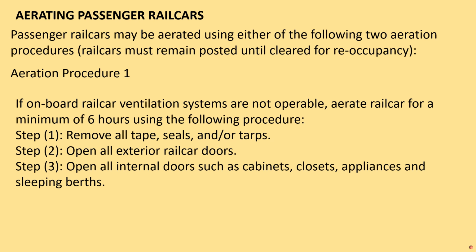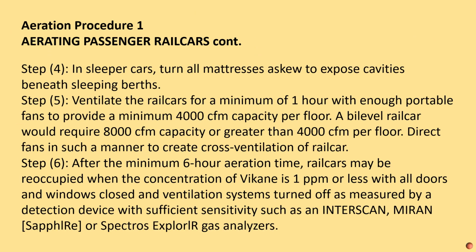Remove all tape, seals, and/or tarps. Step 2. Open all exterior railcar doors. Step 3. Open all internal doors such as cabinets, closets, appliances, and sleeping berths. Aeration Procedure 1, continued. Step 4. In sleeper cars, turn all mattresses askew to expose cavities beneath sleeping berths.